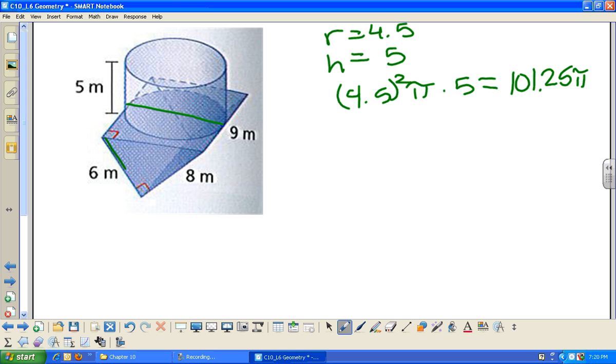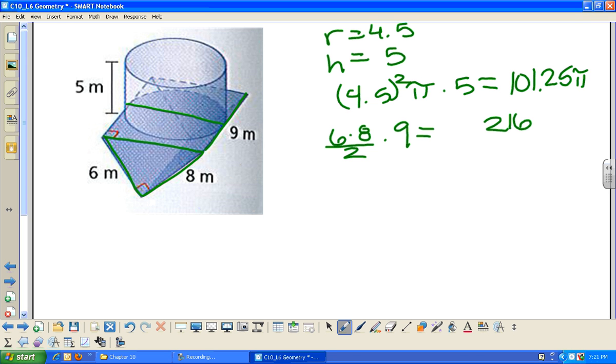Now I also have to find the volume of my triangular prism, which would be the area of my triangle right here multiplied by the height of the prism. So to find the area of my triangle, it would be 6 times 8 divided by 2. My height here would be times by 9. So that would be 216.